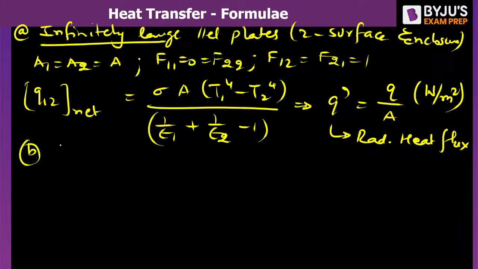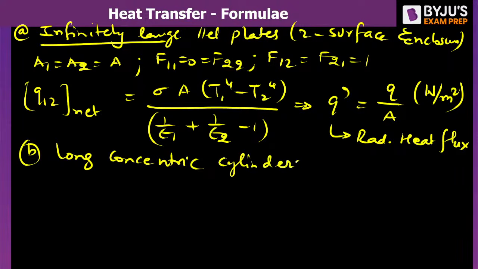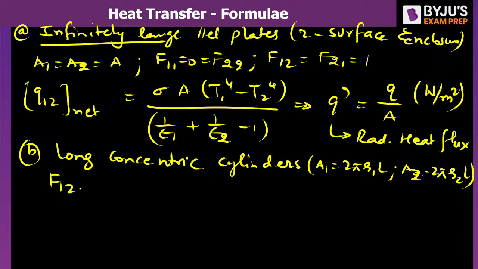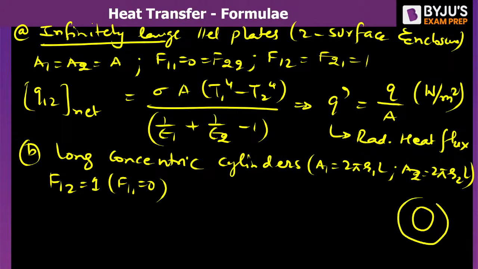Similarly, for a long hollow cylinder or long concentric cylinders, A1 is equal to 2 pi R1L, A2 is equal to 2 pi R2L, and F122 is equal to 1 because F11 is equal to 0. The inner cylinder will have 0 because the inner cylinder is a convex surface. So the shape factor for the inner cylinder will be 0.